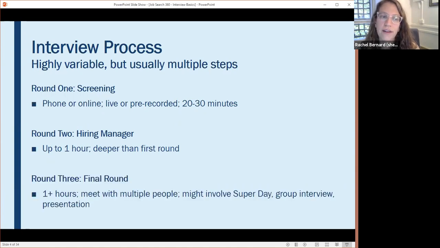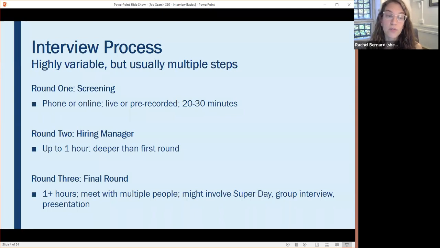And then there's usually a final round after that, which is longer. This can look really different depending on the kind of role and what the company process is. Sometimes you'll meet with multiple people. There might be multiple meetings scheduled. It might be what's called a super day, which happens in finance and consulting, where it used to be a whole day and you would go into the office for a whole day. And sometimes you'd even meet other prospective candidates too.